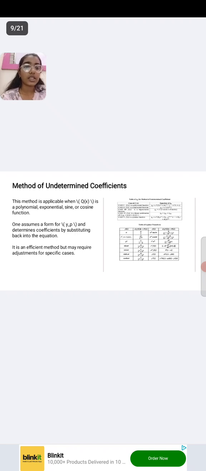s square plus a square. Cos at is s by s square plus a square. Sinh at is a by s square minus a square. Cosh at is s by s square minus a square. e power at sin bt is b by (s minus a) whole square plus b square. e power at cos bt is (s minus a) by (s minus a) whole square plus b square.